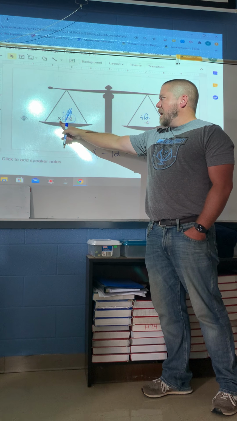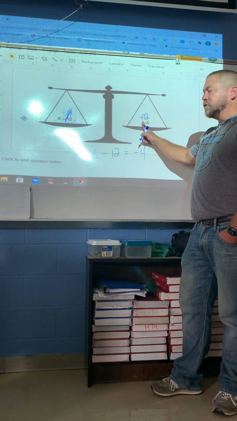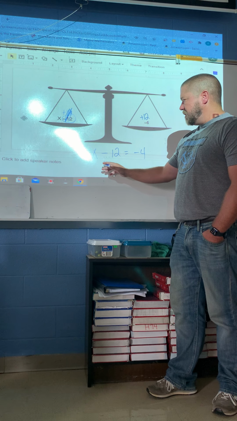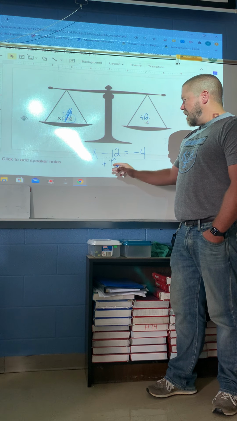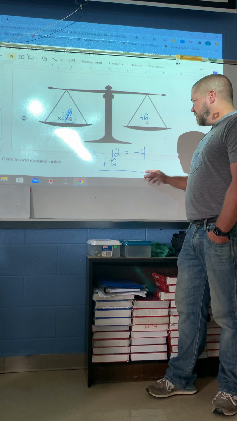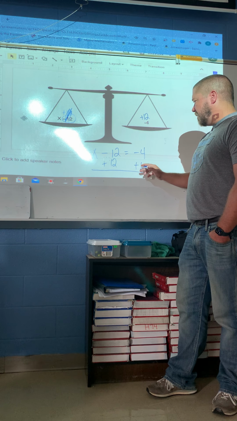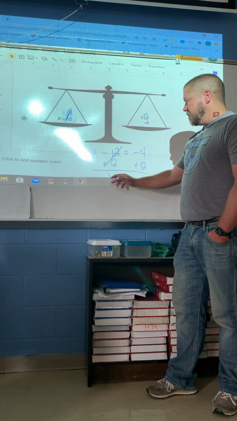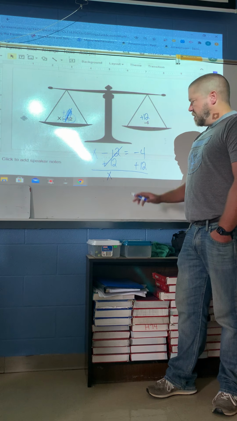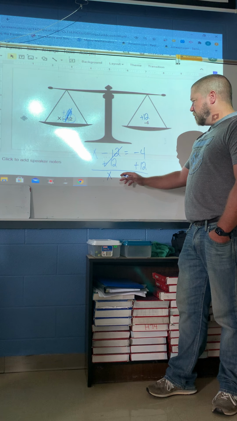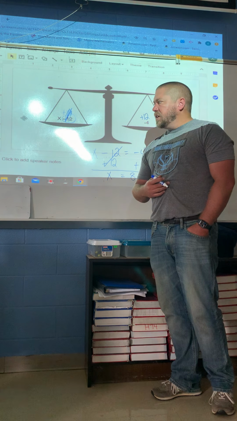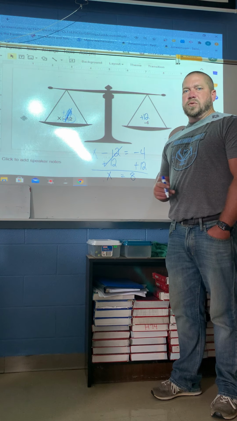So now I just have my x, and over here I have 12 minus 4. I'll do it down here at the bottom as well so you can see it. I added 12 to this side, and I added 12 to the other side. Negative 12 plus 12 is 0, leaving me with just x. And 12 minus 4 is 8.